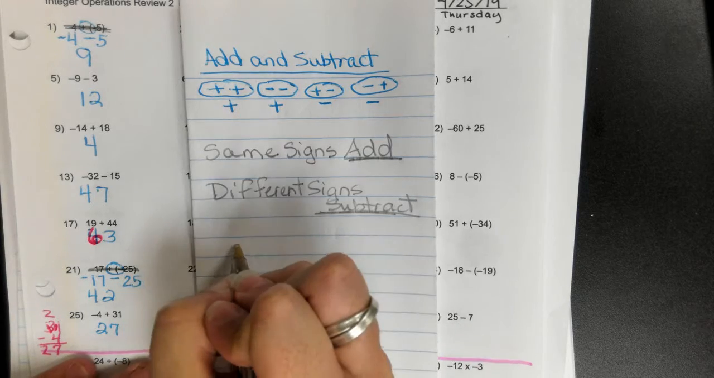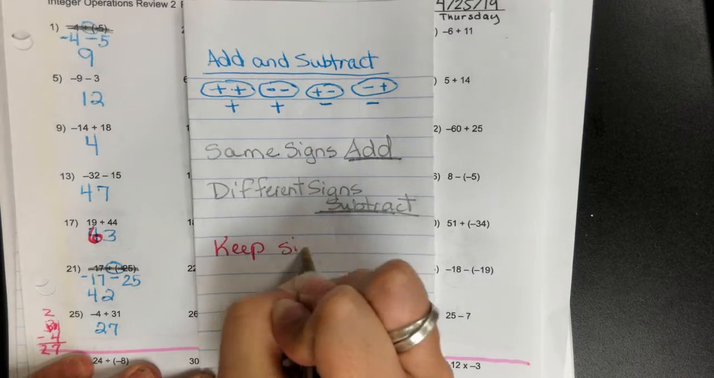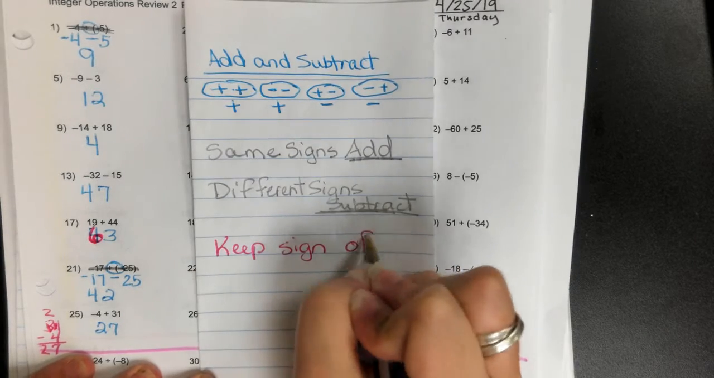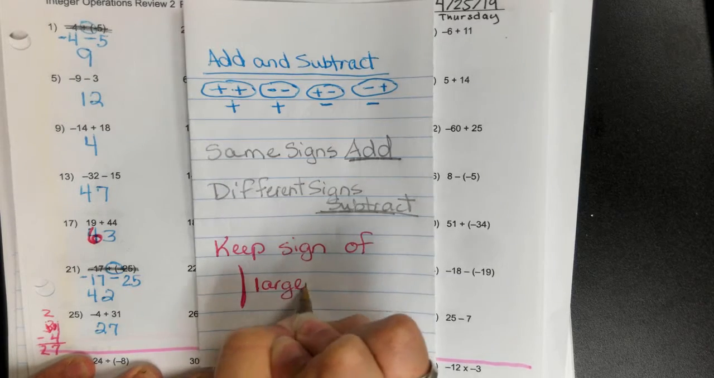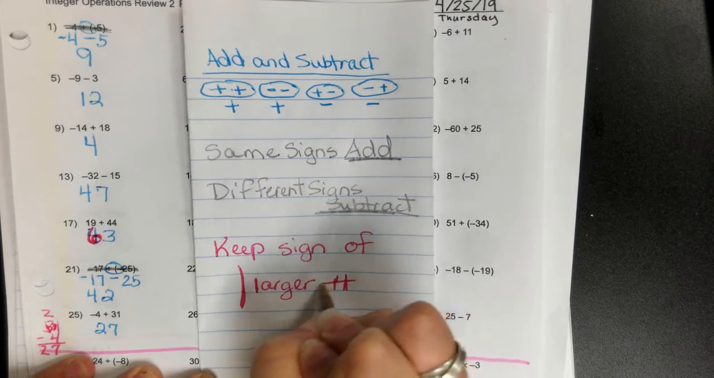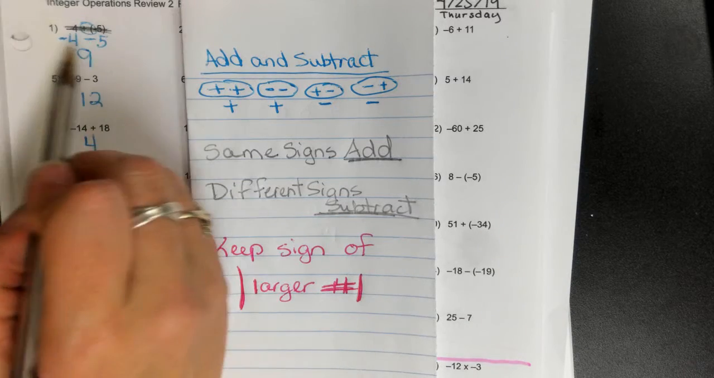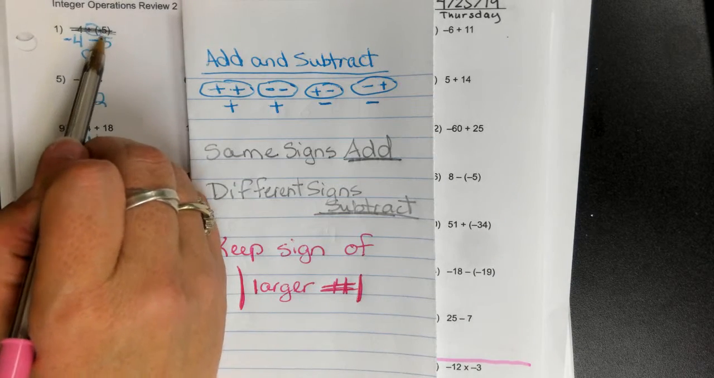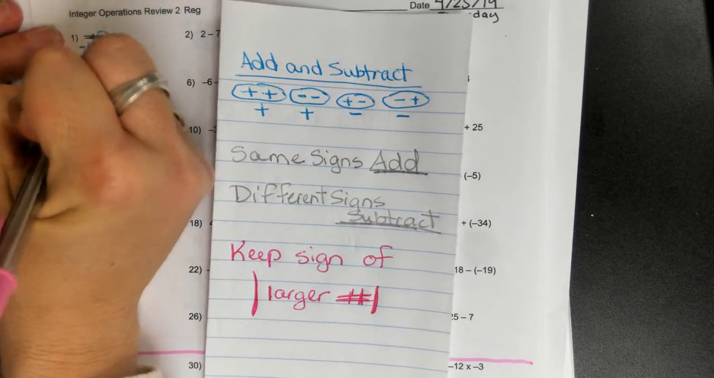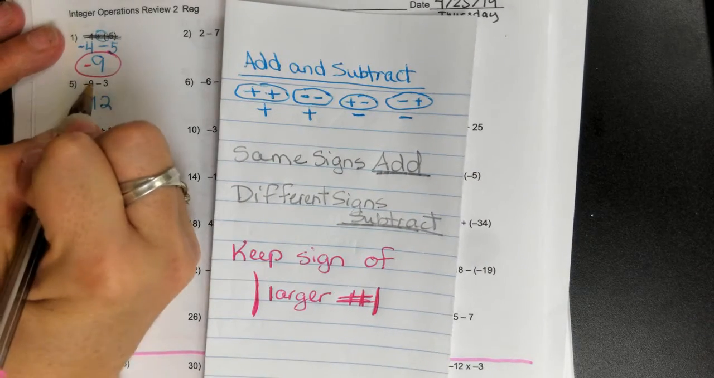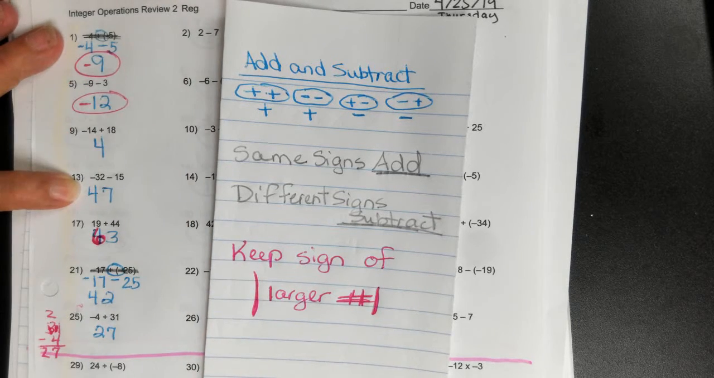Okay, last step is keep the sign of the larger number. Okay. And remember, what we're meaning by that is the absolute value larger number. Okay. So I go through and I look. For this one, 5 would be a larger number. Since it's got a negative, my answer needs a negative. 9's a larger number. Since it has a negative, 12 needs a negative.